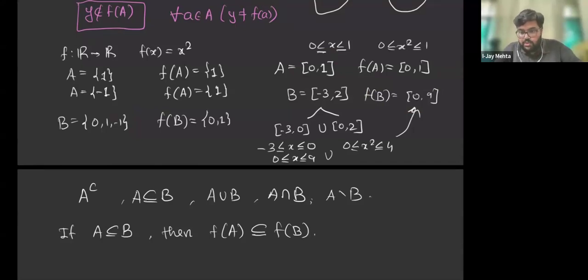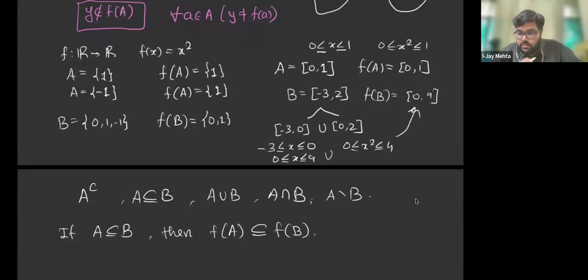But now we have to prove this. If A is a subset of B, then FA is a subset of FB. What is given and what we have to prove? Can anybody say? What is given first and then what we have to prove?